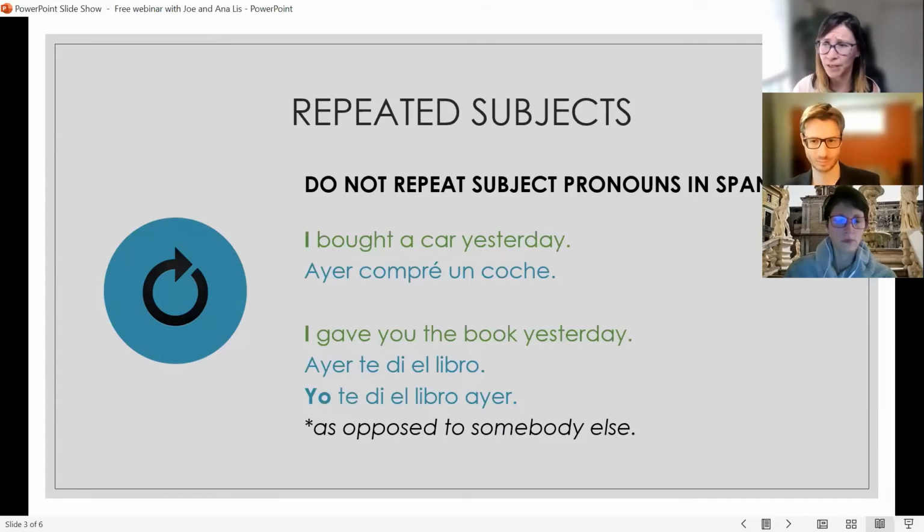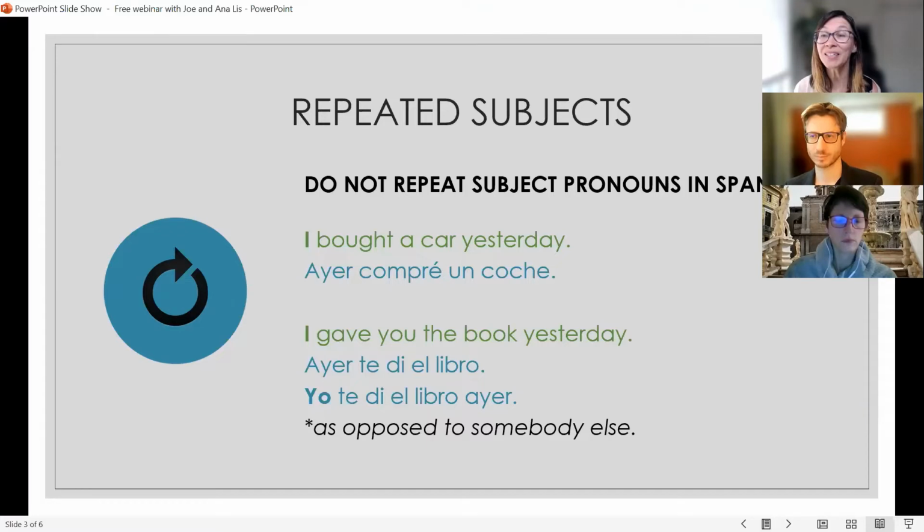So in this case, I have two very simple examples here. I bought a car yesterday. Ayer compré un coche. So there's no ayer yo compré un coche. In fact, if I actually do include the subject there in Spanish, I'm including an emphasis that wasn't present in the English. So in the second example, I said, I gave you the book yesterday, and a good option for translation is ayer te di el libro. If I say, yo te di el libro, ayer yo te di el libro, I'm actually including the subject there, and I'm emphasizing the fact that I gave you the book as opposed to someone else.